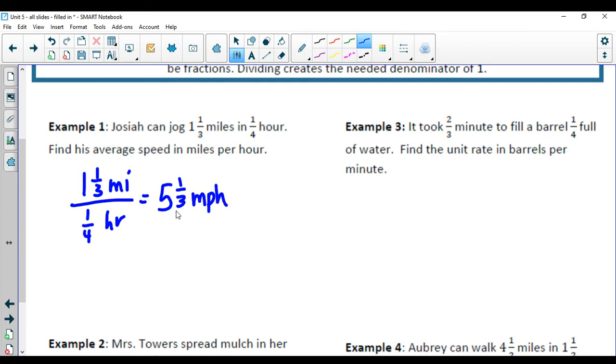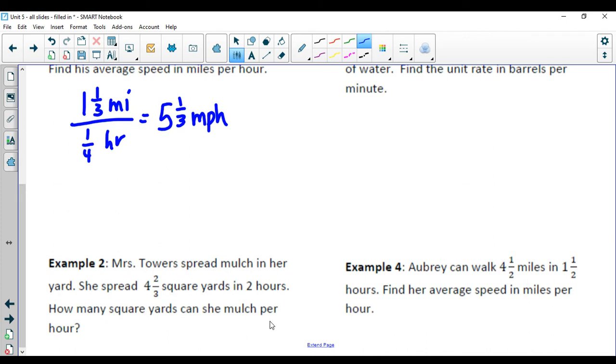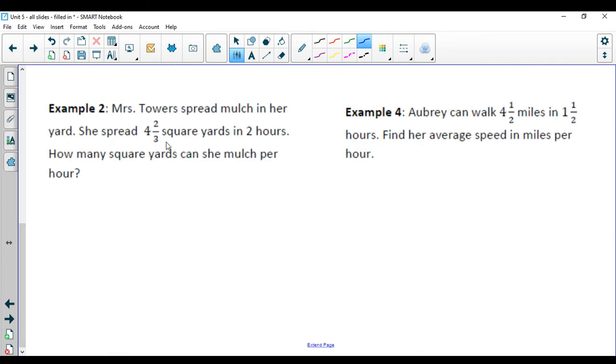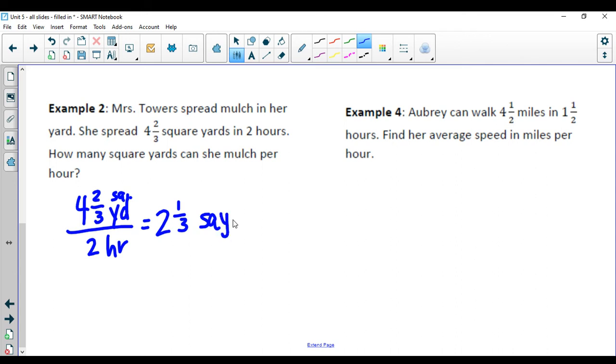You can write that as a mixed number for this one because that makes more sense to us in real life. Example number 2 is underneath here. Mrs. Towers spreads mulch in her yard. She spread 4 2/3 square yards in 2 hours. How many square yards can she mulch per hour? So she spread 4 2/3 square yards, and that took her 2 hours. So if we take 4 2/3 and divide by 2, we get 2 1/3 square yards per hour.